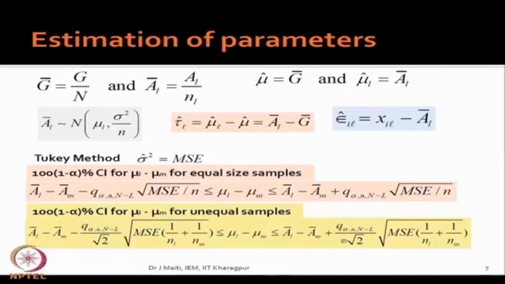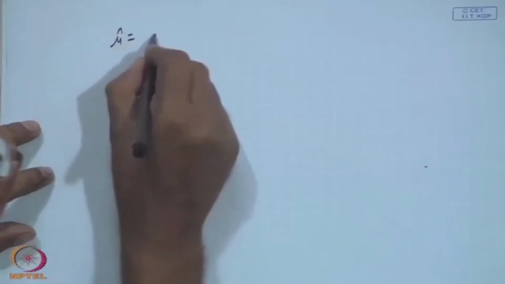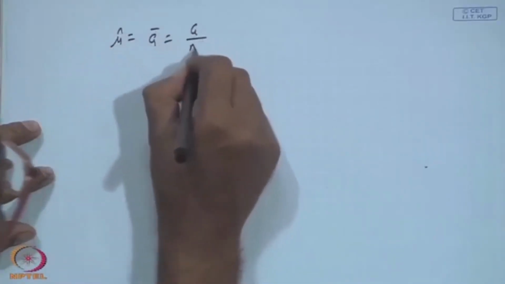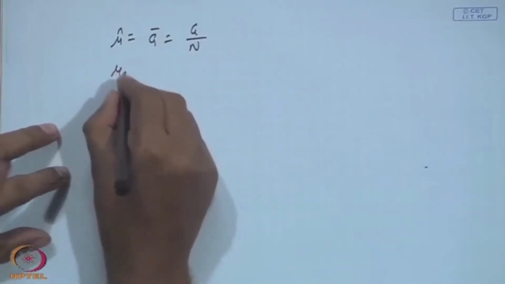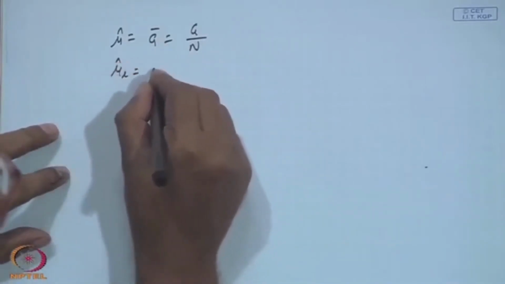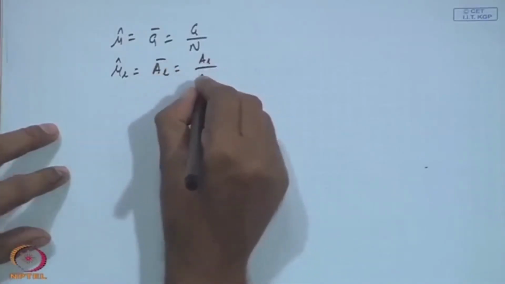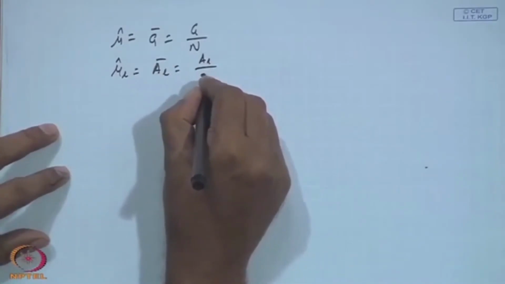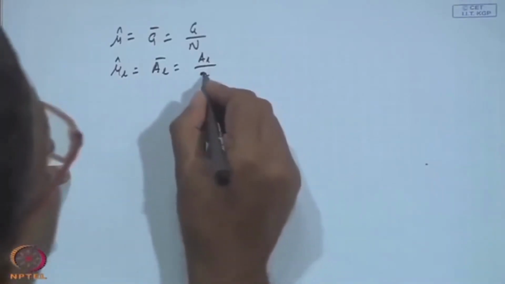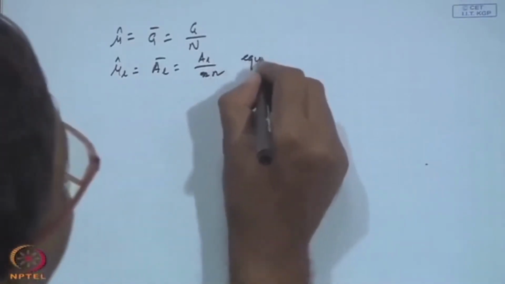Now you see this slide, this is the estimation of parameters. First one is we want to estimate the grand mean, which is G bar. Grand mean estimate is G bar, that is G by n, and your individual mean estimate will be your A L bar, which is A L by small n, because in all cases we have taken equal sample size.